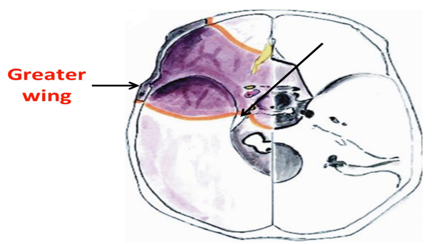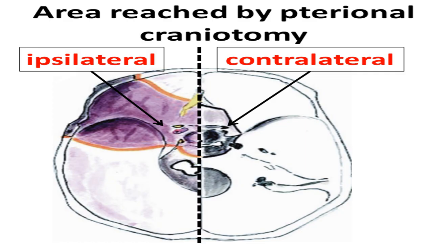I think you have noticed that you can reach the contralateral side to a lesser extent. So any structure located in this area can be easily reached through the pterional craniotomy. But of course, we can minimize our area according to our needs. And in this case, it can be called mini-pterional craniotomy.